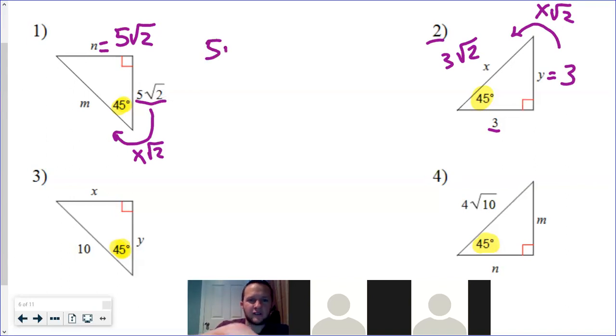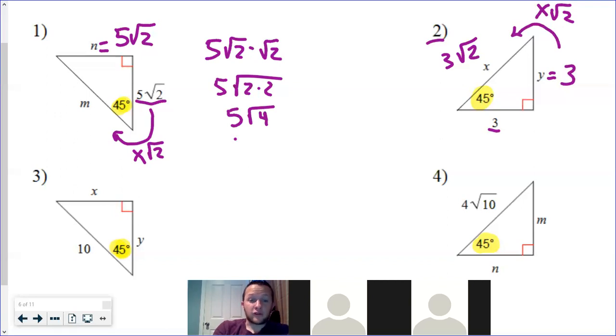We're going to take 5 square roots of 2 and times it by the square root of 2. When you multiply a square root by a square root, you can combine them, okay? So it's a square root of 2 times 2, which is the square root of 4. The square root of 4 is 2, and 5 times 2 is 10. So that means the hypotenuse here was 10.